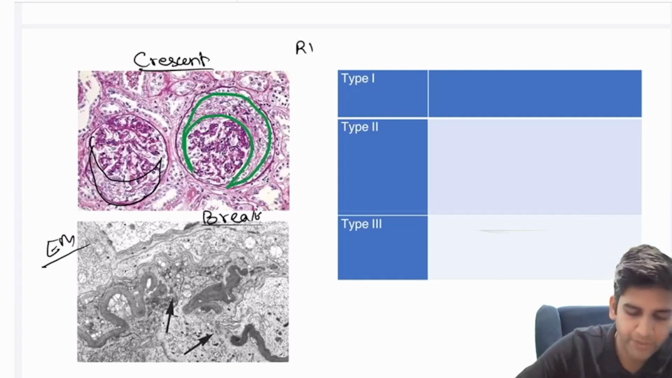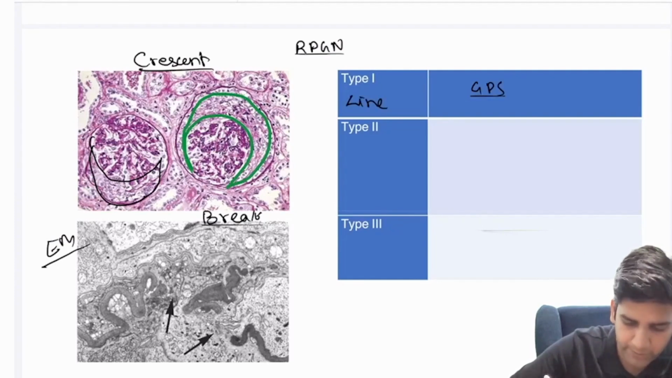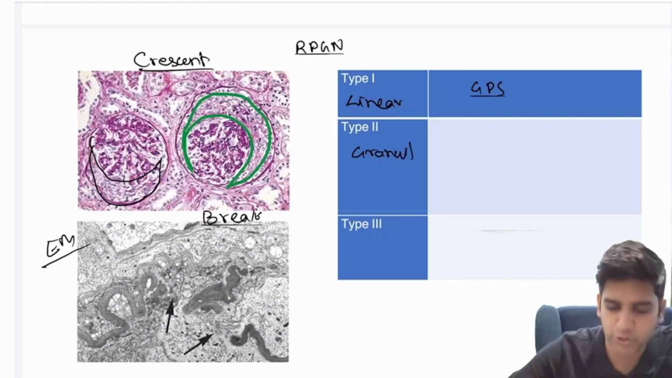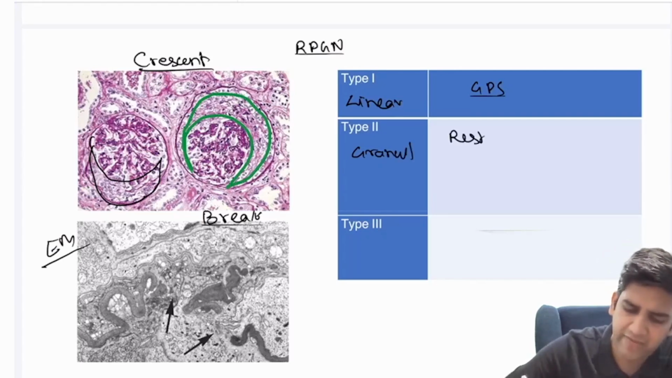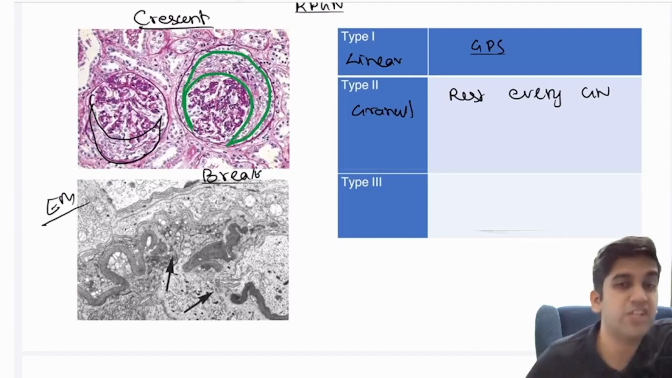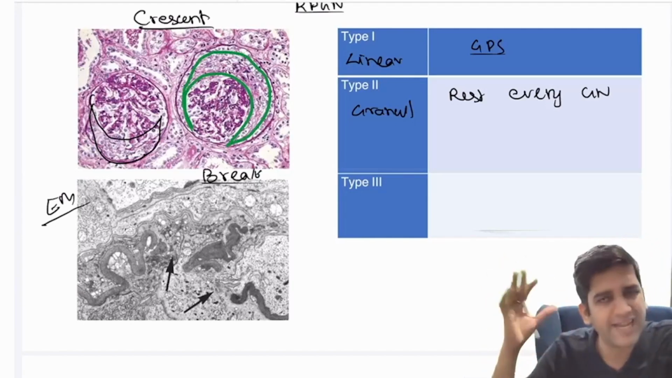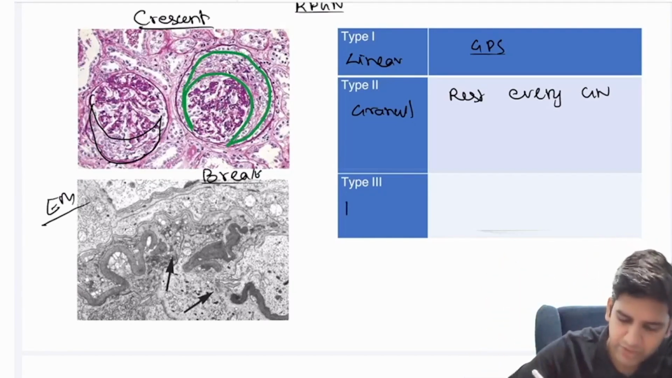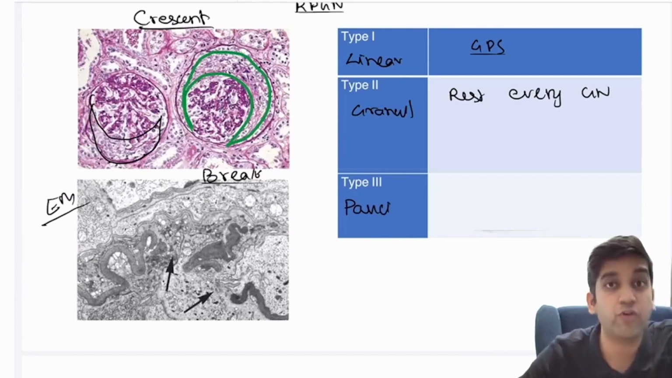Or an RPGN. RPGN is put into three types. The first is Goodpasture syndrome, where you have linear positivity. Next, type 2 is granular positivity or mesangial positivity. Rest every glomerulonephritis comes here, right? Be it MPGN, lupus, PSGN, MGN, everything comes here. IgA nephropathy, everything comes here. Type 3 is pauci-immune, with no positivity for immunofluorescence.